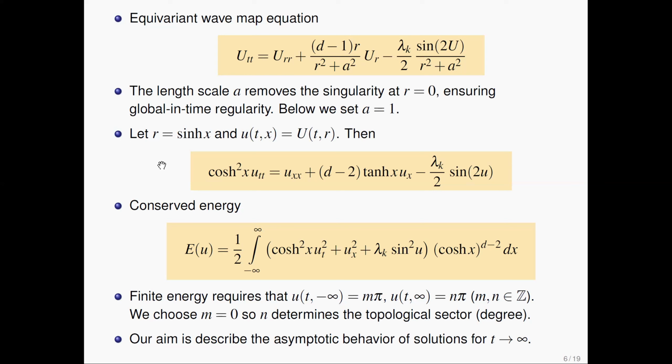Now, it is convenient to use the spatial variable x rather than r, where r is a sinh of x. And this little u will be a function of t and x in what follows. And then this wave map equation in terms of t and x takes this form here. So this has a conserved energy, given here by this integral.